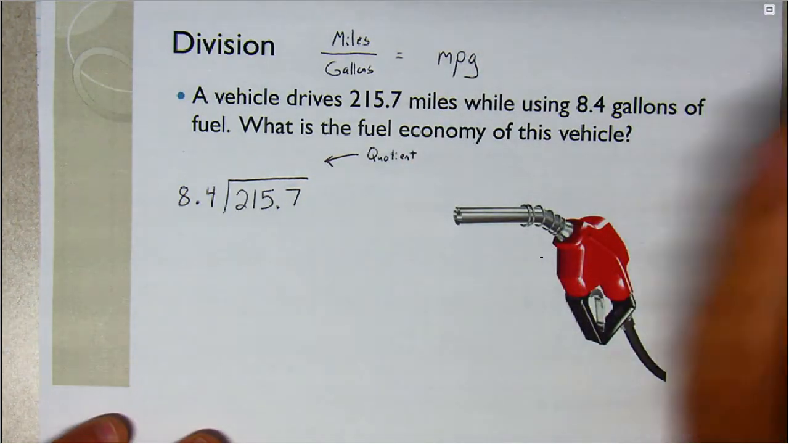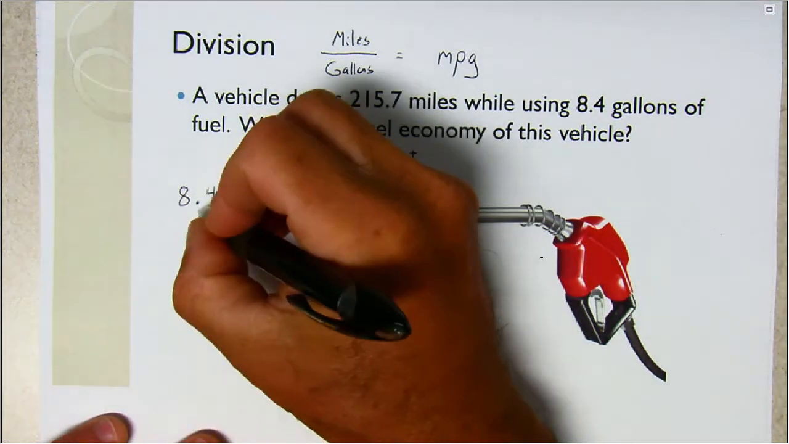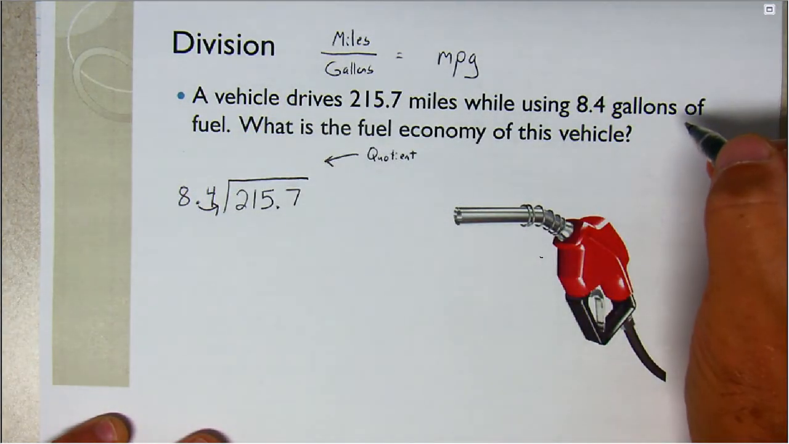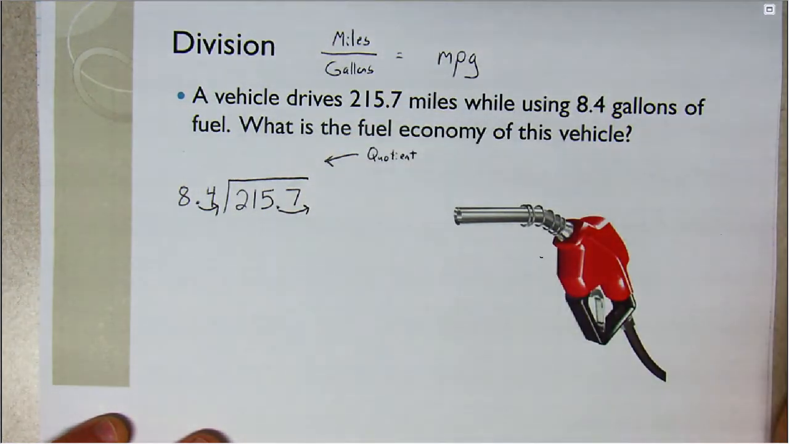So let's figure this out. Now this time our divisor does have a decimal in it. We don't like that. So we chase it off to the right so that it's gone. Instead of 8.4, we make it 84. But if we move that to the right, this one on the inside also has to get moved to the right.